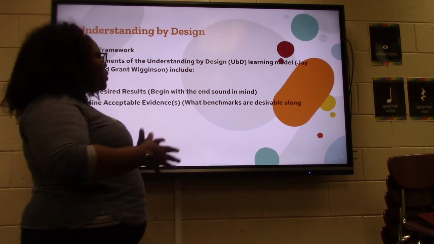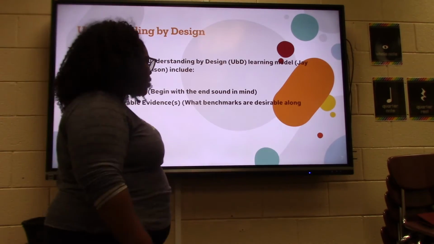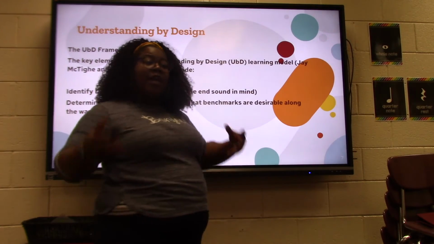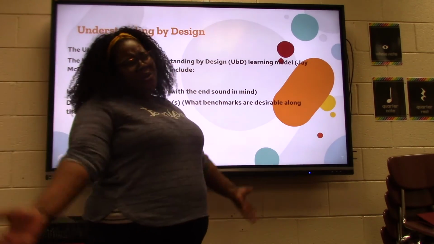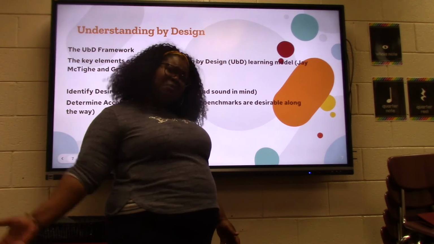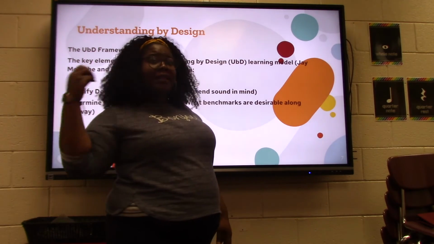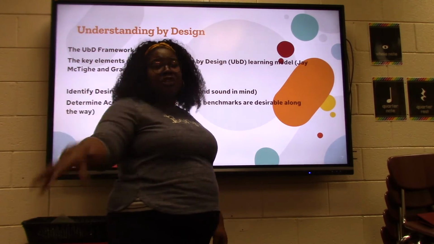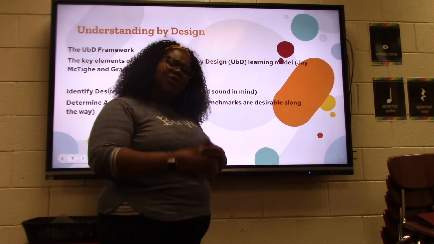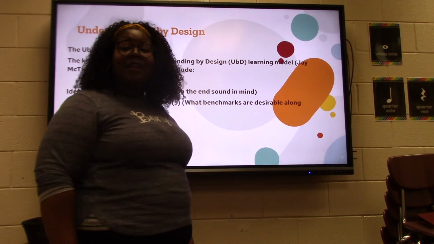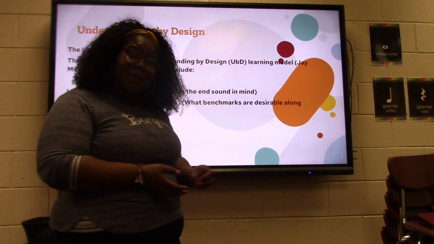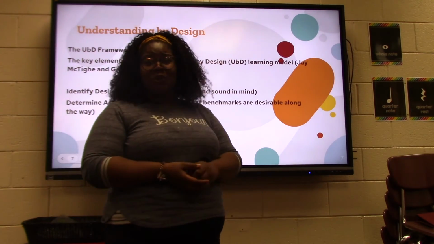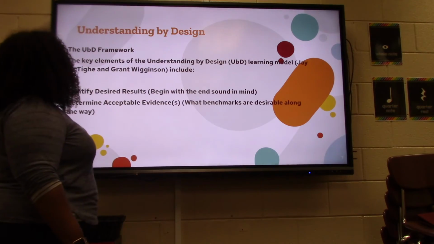Determine the acceptable evidence. What benchmarks are desirable along the way? If you want them to work on pitch in measures 1 through 4, then how are you going to assess that to know that you can move on to measure 5? Or if you're starting at the end of the music because there's a particular key change, how are you going to get to that? And it's not just about getting ready for musical works, it's also dealing with musical concepts and new musical elements that you're teaching.